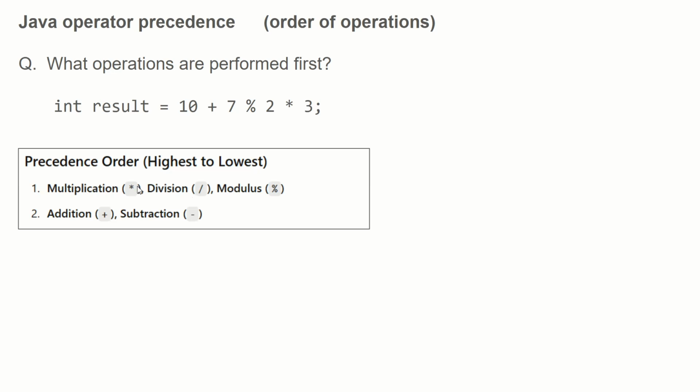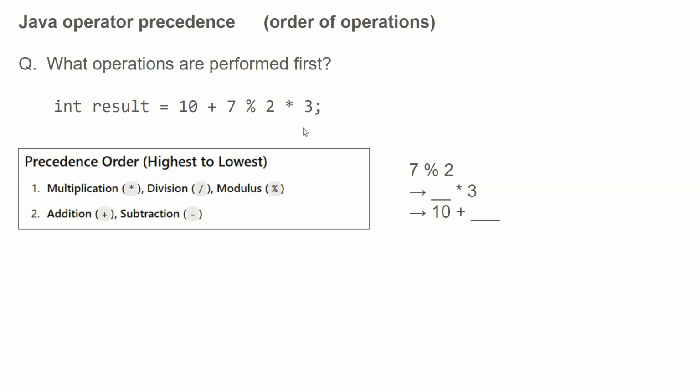If you have an expression that only has multiplication and division and modulus, then you just evaluate from the left to the right. Addition and subtraction are a lower order of operation. So here I wouldn't do 10 plus 7 mod 2 in that order. The first thing that happens is I'll do the 7 mod 2, then I'll take that result and I'll multiply it by 3. Then I'll do the 10 plus whatever all of that evaluates to be.